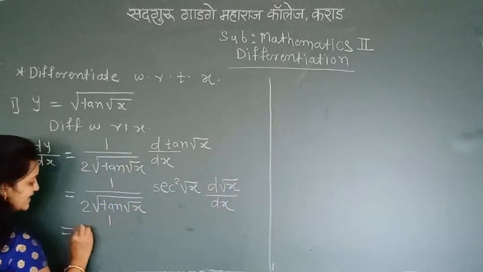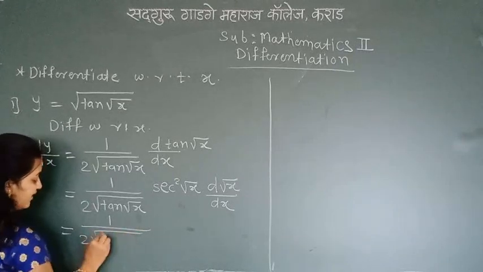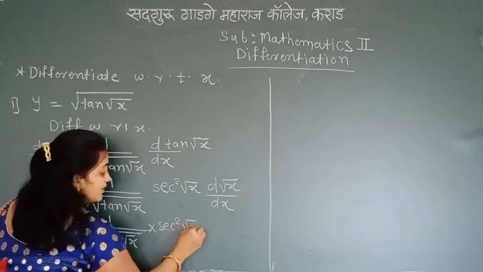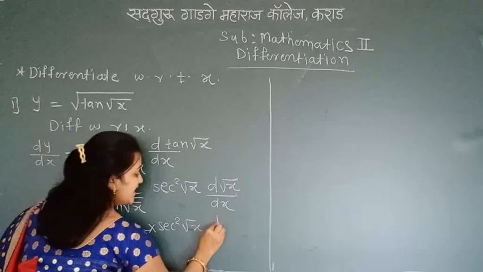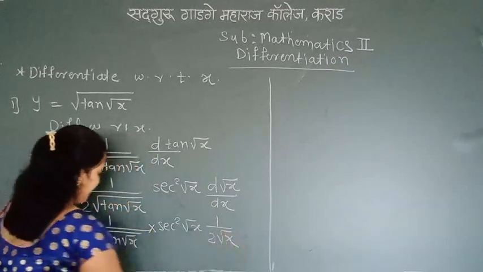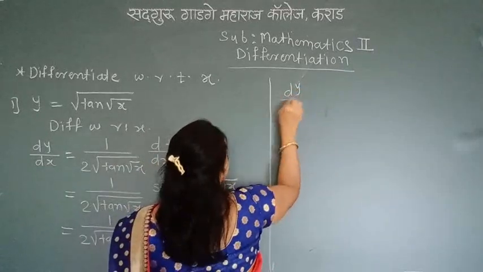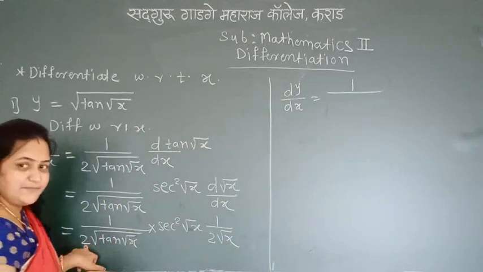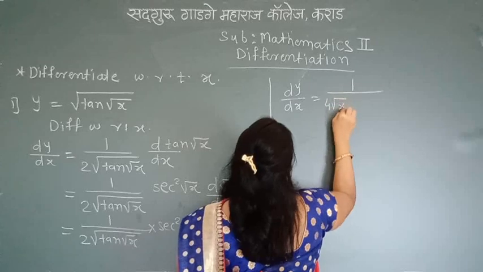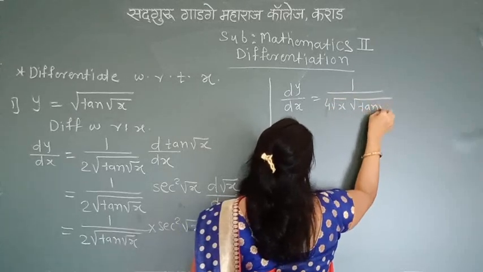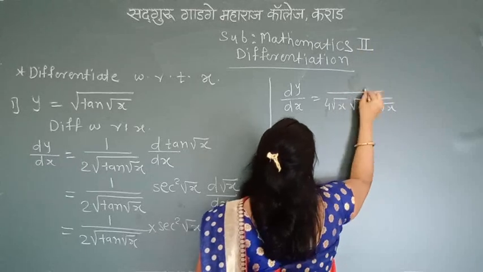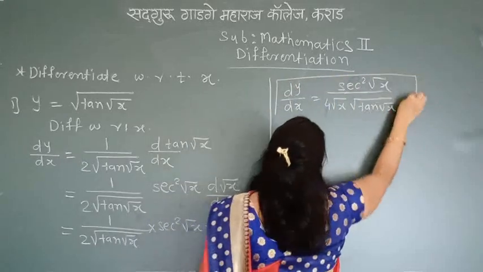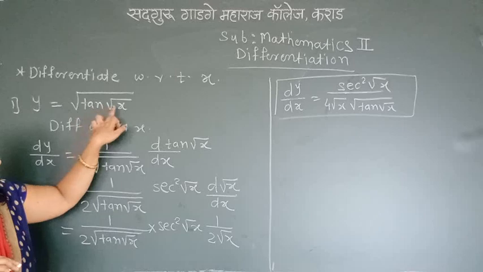So your final answer is 1 upon 2 root of tan of root x as it is, multiplied by sec square of root x as it is, and the derivative of root x is 1 upon root x. So we get the final answer: dy by dx is equal to, 1 upon 2 multiplied by 2 is 4, so 4 root x multiplied by root of tan of root x in the denominator, and sec square root x in the numerator. This is your final answer for the derivative of root of tan of root x.